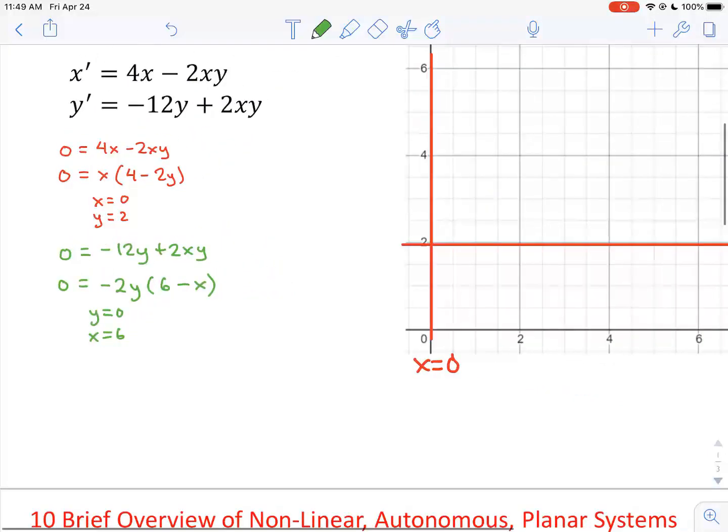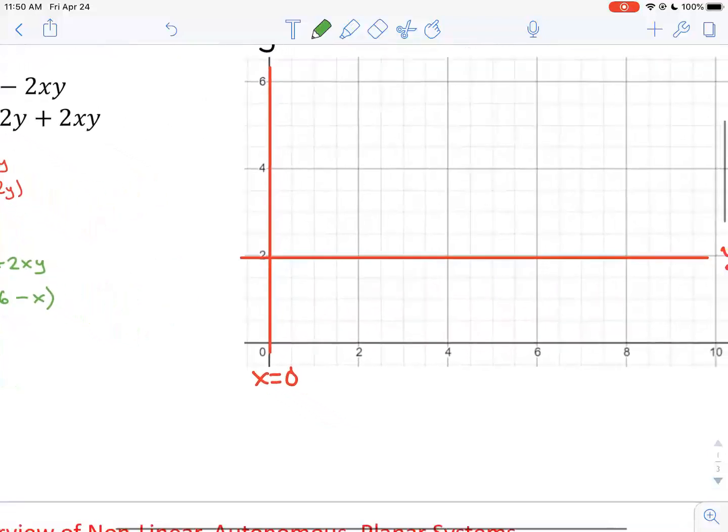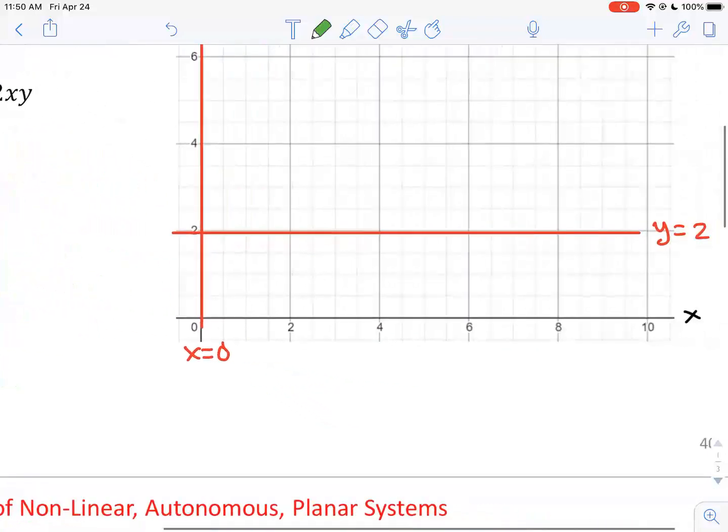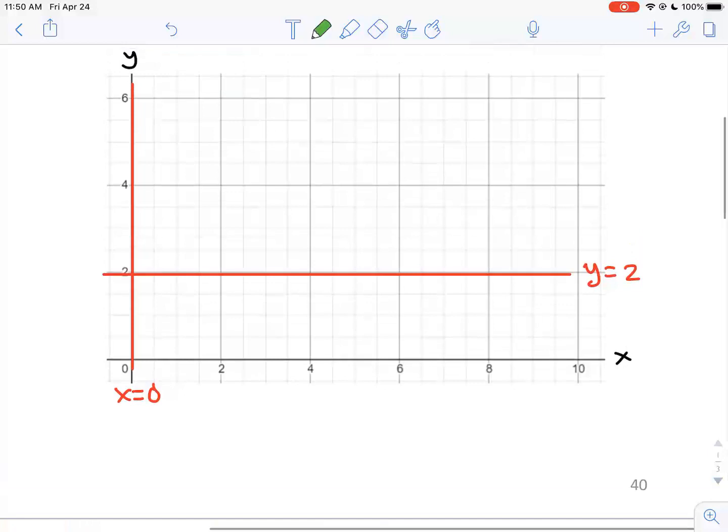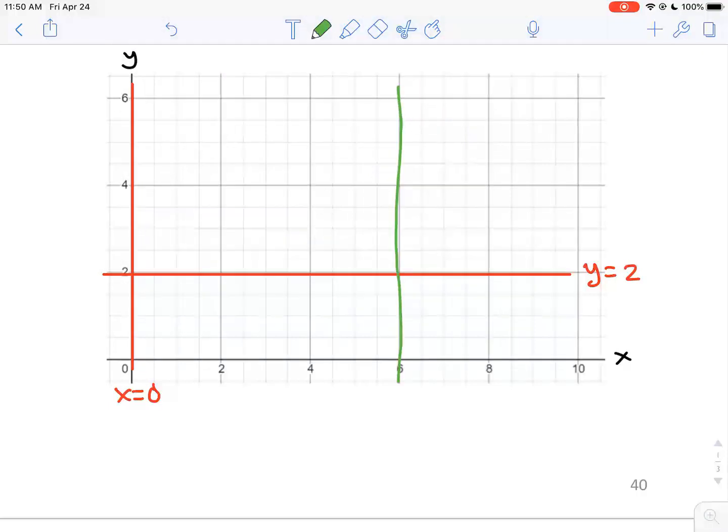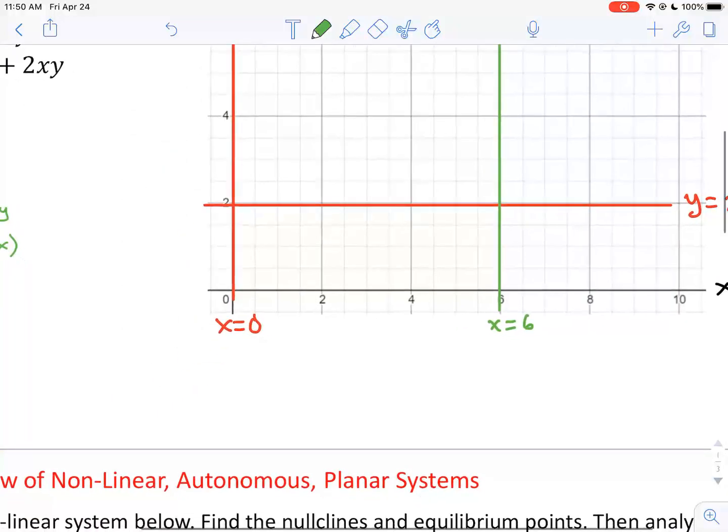These are called the y nullclines. They contribute to the y nullcline. So x equals 6 is here. Let's go back to a little bit thicker marker there. Okay, here we go. X equals 6 is part of the y nullcline. And y equals 0, so the x-axis.